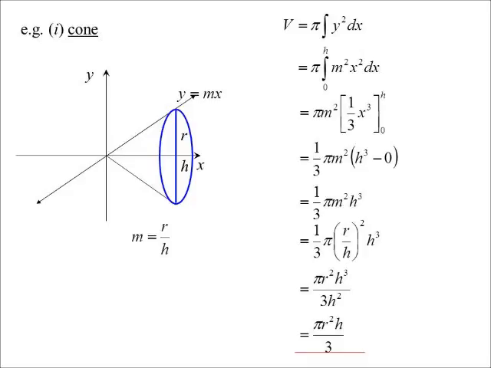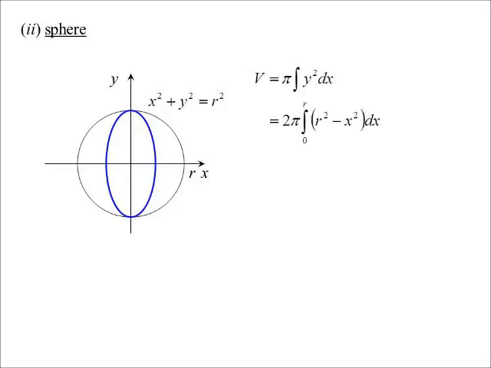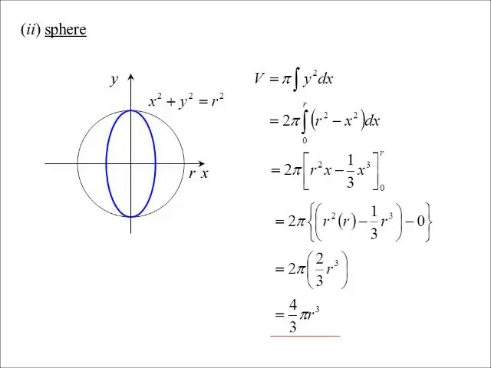Isn't it great? Let's work out the sphere one. Who remembers the formula for a sphere? Right. Now, if I rotate this, I could go around the x, I could go around the y, it doesn't really matter. I'm going to get a sphere. There we go. So y squared, well, if I rearrange the equation of our circle, y squared becomes r squared minus x squared. Because of symmetry, I'm just going to go twice from 0 to r. And obviously integrate. R squared's a constant, so I get r squared x minus a third x cubed. Substitute in r, substitute in 0. There it is. 4/3 pi r cubed.